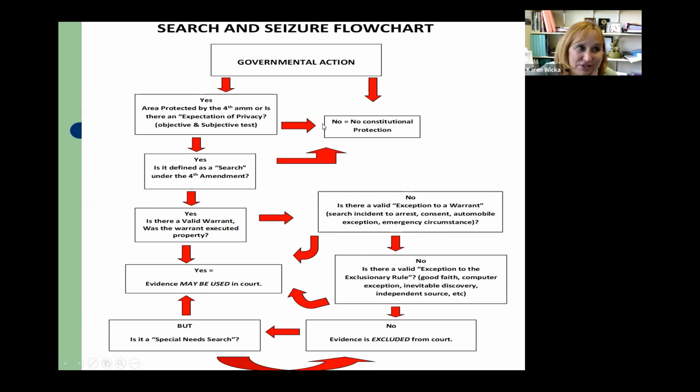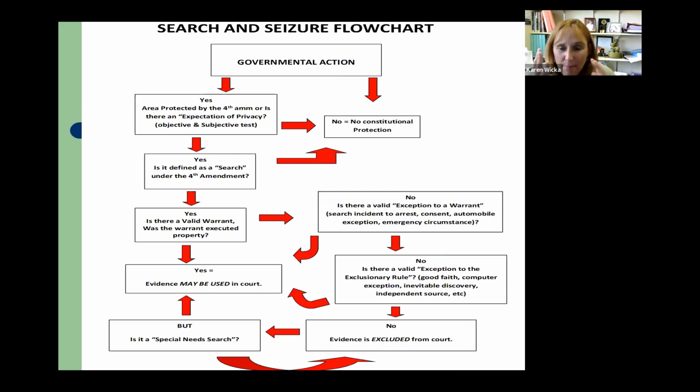So you will see this posted. I created the search and seizure flow chart, and it is posted under the weekly materials. I would strongly, strongly recommend that you print it out and have it with you. It is going to be very helpful on your homework and on your exams. This gives a step-by-step analysis that you should follow when answering any questions about search and seizure.